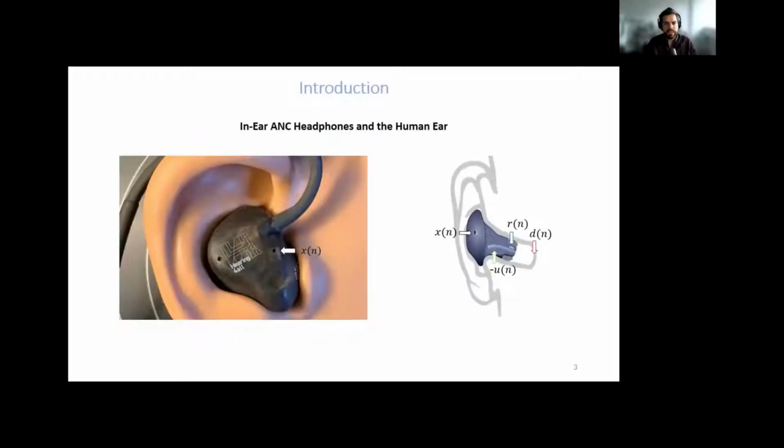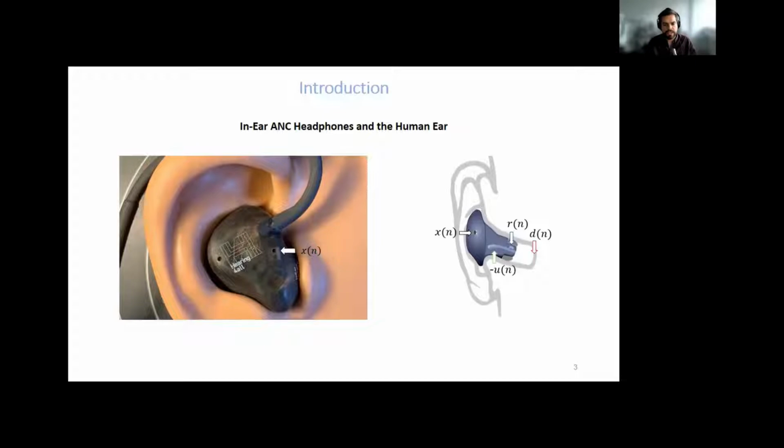ANC headphones aim at minimizing the environmental noise at the listener's ear. These devices combine the passive attenuation achieved by the construction material of the headphone and the active attenuation achieved by means of ANC. While passive attenuation is mainly effective in the mid and high frequencies, ANC is mainly effective in low frequencies. At your right-hand side, you can see a typical in-ear headphone.